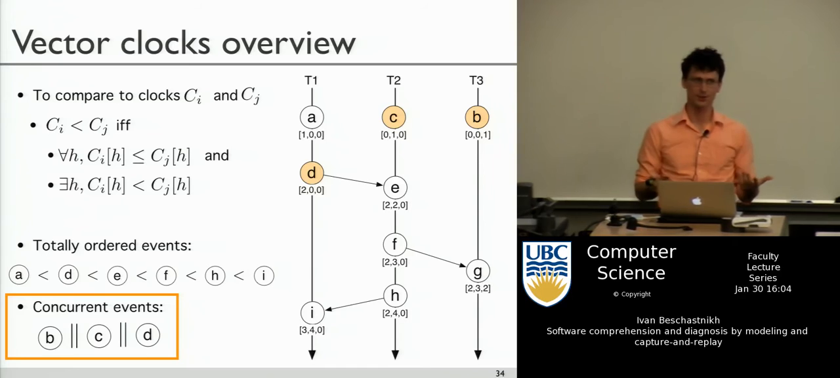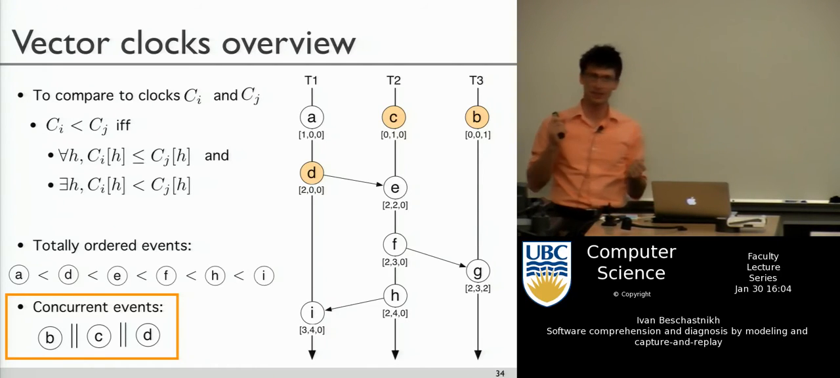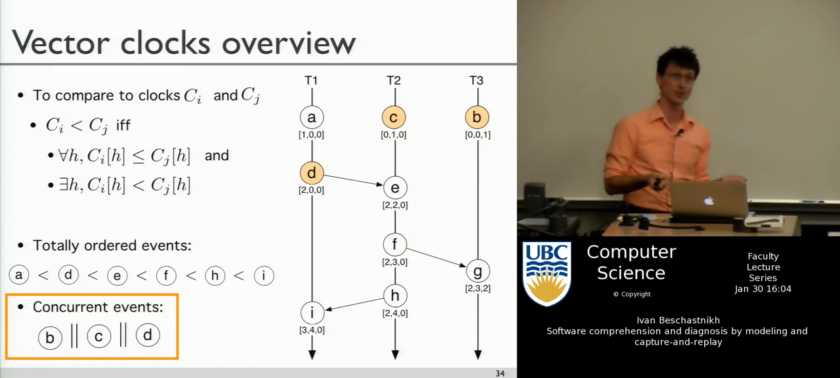So that's really useful. If you're a developer and you want two events to happen one after another, and you find out that they're concurrent, you know that you're in trouble.